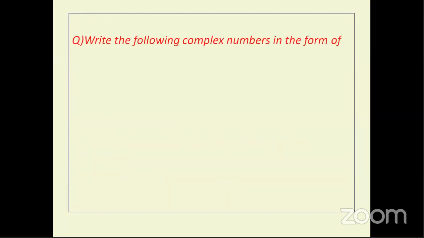Now, before we get into the concept of square roots, we will see the problem which we left the other day, writing the complex number in a plus ib form. Here is a problem, children. Write the following complex numbers in the form of a plus ib: (1 plus 2i) whole cube. It looks like (a plus b) whole cube, children. So you are given (1 plus 2i) whole cube.